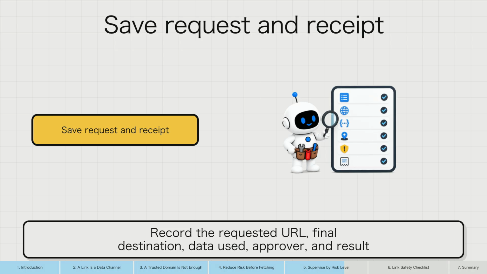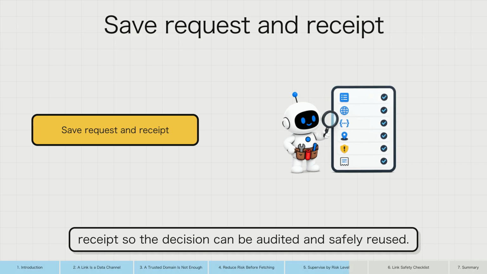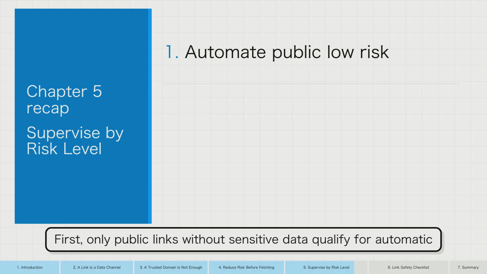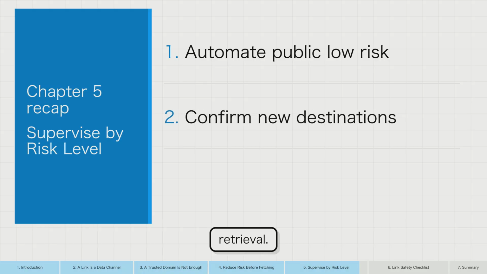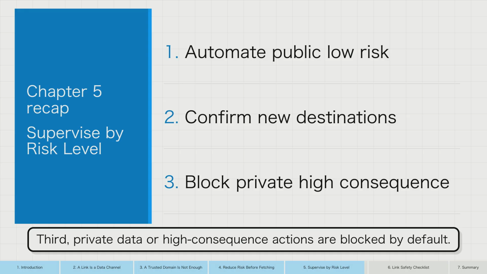Record the requested URL, final destination, data used, approver, and result receipt so the decision can be audited and safely reused. Chapter Recap. First, only public links without sensitive data qualify for automatic retrieval. Second, new addresses and redirects require confirmation. Third, private data or high-consequence actions are blocked by default.